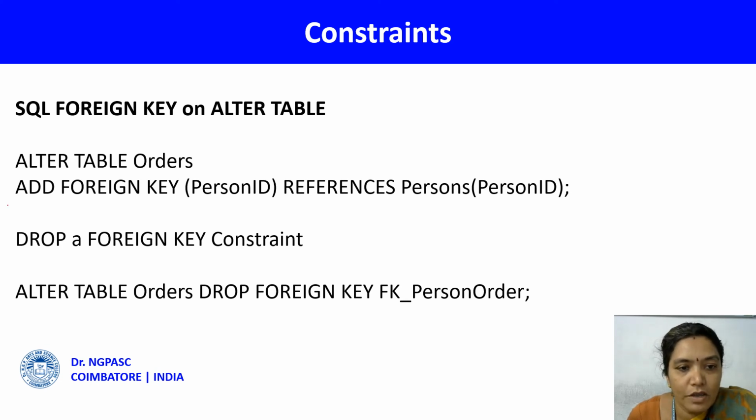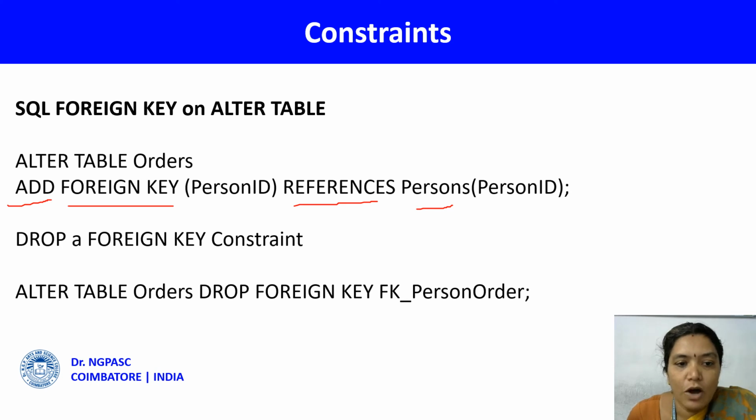So similarly, you want to use the add keyword. Then what is the constraint I am going to add? It is the foreign key. Then for which column am I going to add the constraint? It is the person ID. Then I want to use references. Again, from which table am I going to refer, and which column am I going to refer to? We want to use the same information.